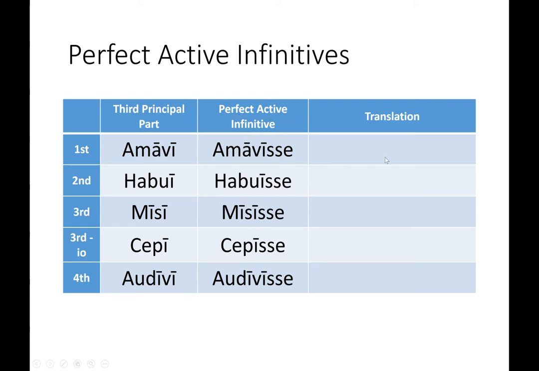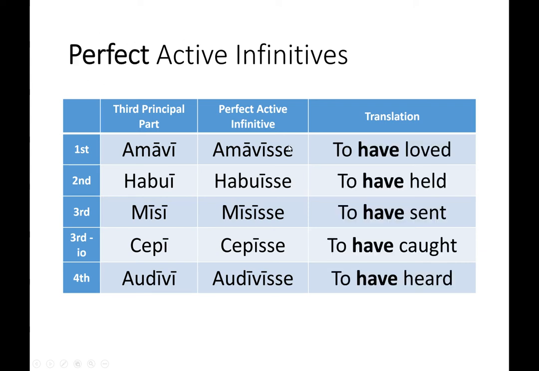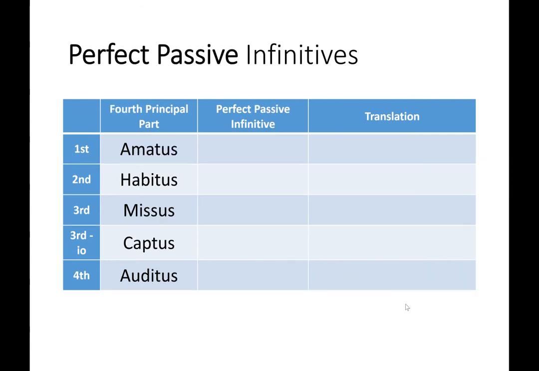And the translation of all of them, remember, they are infinitives, they are active, so you're not going to use be, being, been, and they're going to have to include have or has in here. So this becomes to have loved, right? And here's the perfect with have or has. To have held, to have sent, to have caught, and to have heard. And that's it. It's a very simple pattern, no craziness.